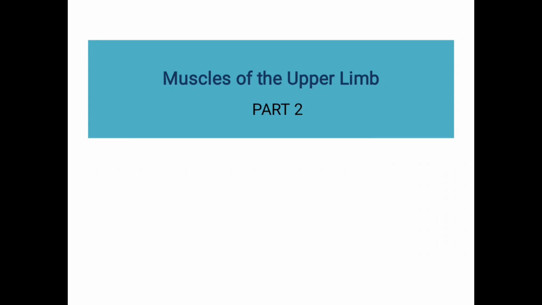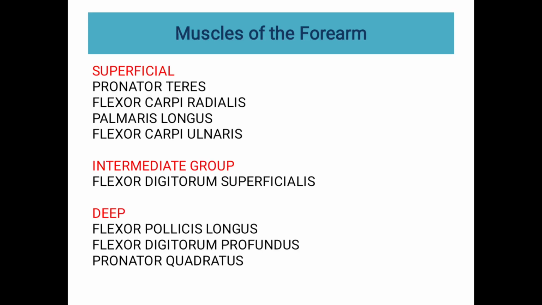Let's continue with our discussion about the muscles of the upper limb. So right now we are at the level of the forearm. In the forearm, you have three groups of muscle. You have the anterior group, you have the posterior group, and you have the lateral group. Okay, so let's start with the anterior group of muscles of the forearm.